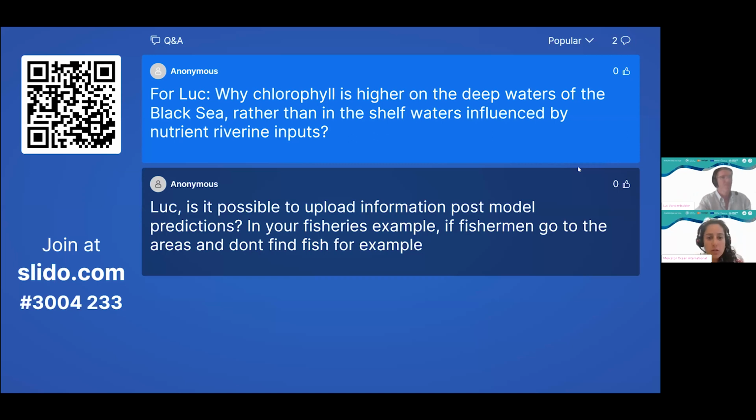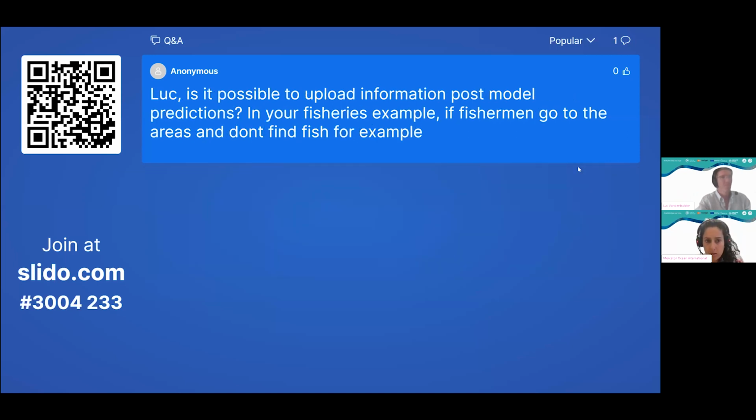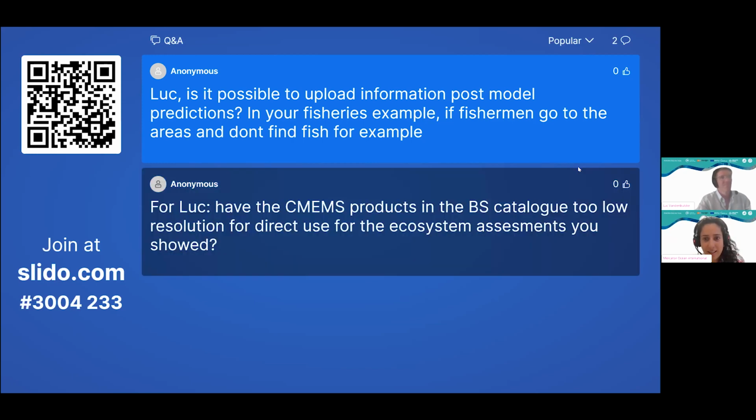So is it possible to upload information post-model predictions, for example in fisheries? Fisheries example, if fishermen go to the areas and don't find fish, for example. So this is probably a question for CMEMS or for Fernando. From my point of view, I would be very interested to have this feedback, but I don't know if technically this is possible for CMEMS. Yes, I think we are not yet able to have this interaction, but this is indeed very interesting. And like Fernando said, we are interested in having more and more data. The more we can, the better.